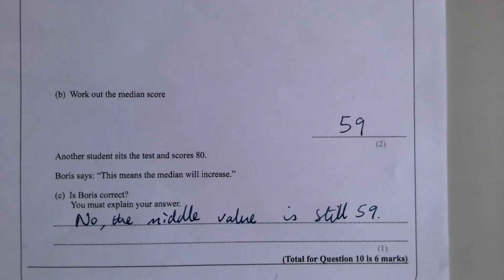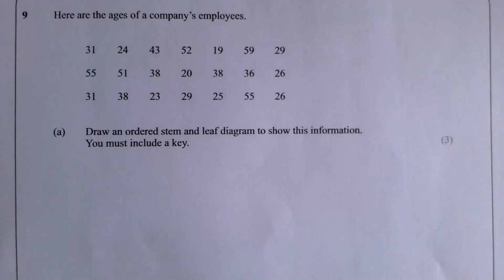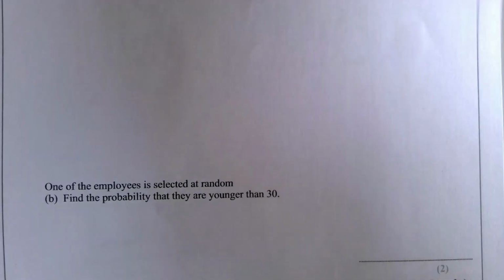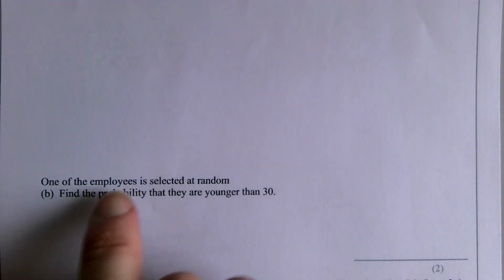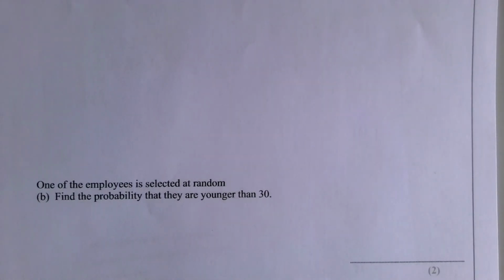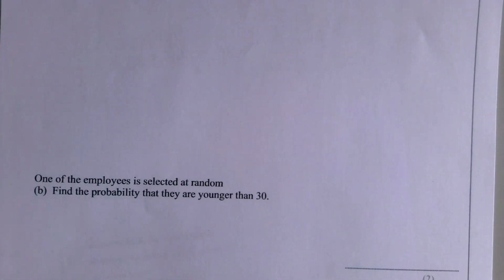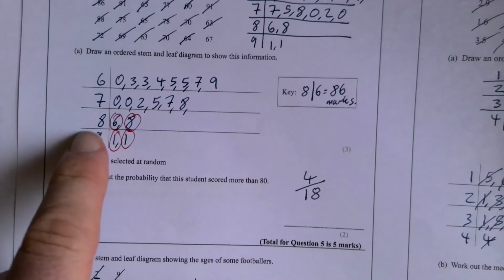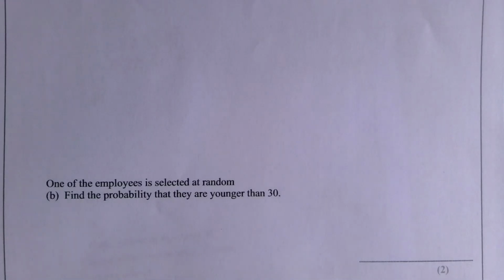Right, so just remember, I'd love you to have a go at question 9, which looks like this. If you can't print off and you wanted to just jot it down, you could pause the video and do that now. So it's drawing a stem and leaf diagram, and at the end finding the probability that one of the employees selected at random is younger than 30. That's a little bit different to what we've done before, but it's like one of the very first questions that we did in question 5, when we worked out the probability someone scored more than 80. So go back and have a look at that question 5 if you're confused by that.